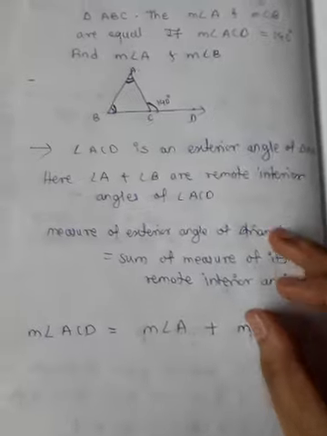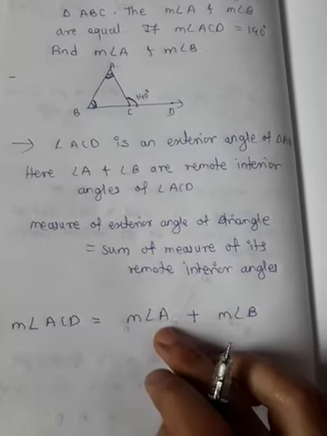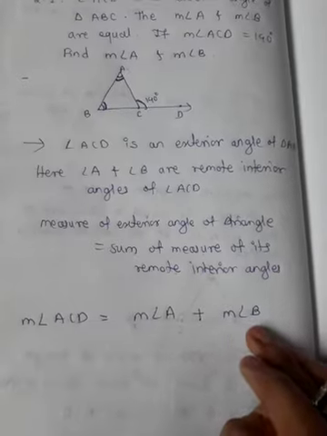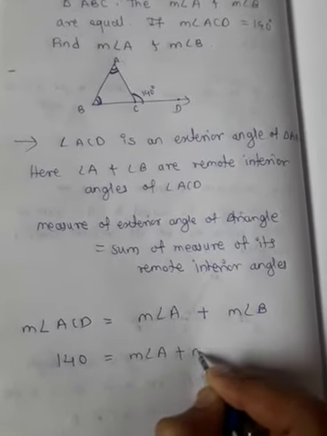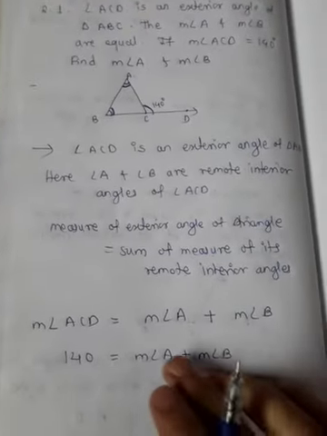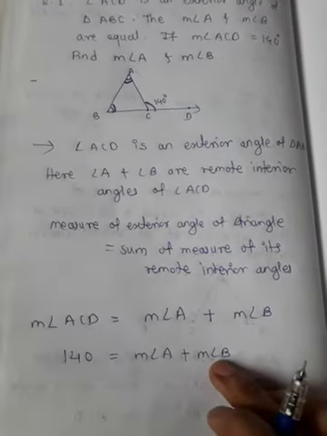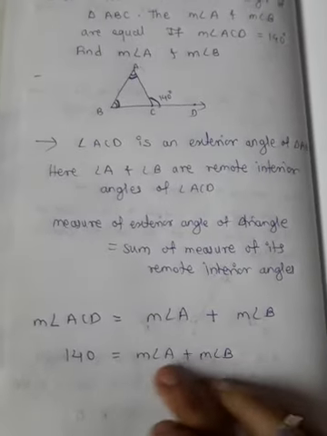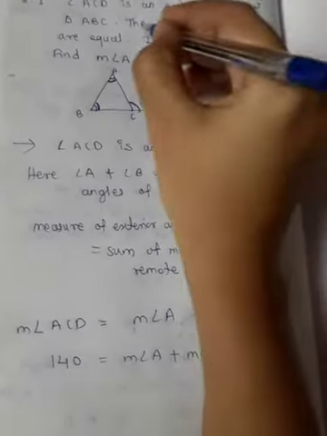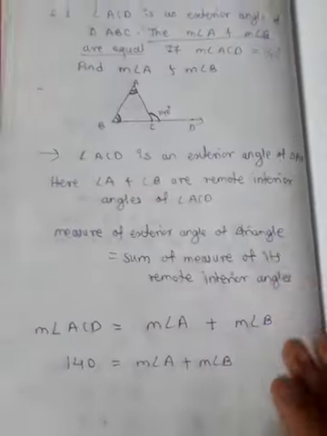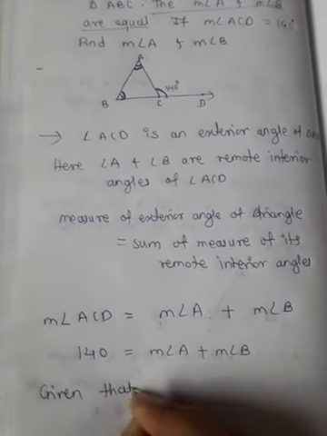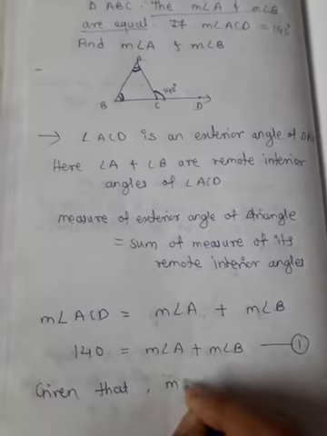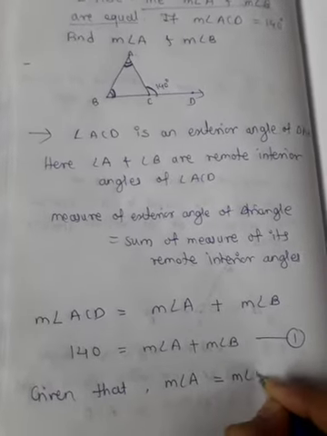So by the previous property, we can write measure of angle ACD is equal to measure of angle A plus measure of angle B. Now we know the measure of angle ACD. Measure of angle ACD is 140. So 140 is equal to measure of angle A plus measure of angle B. Okay, but we have to find measure of angle A and measure of angle B. These two are unknowns, but we have one more condition, that measure of angle A and measure of angle B are equal. We are given that measure of angle A is equal to measure of angle B.